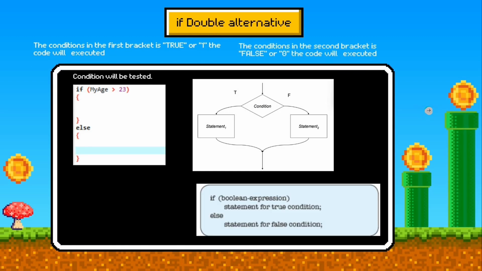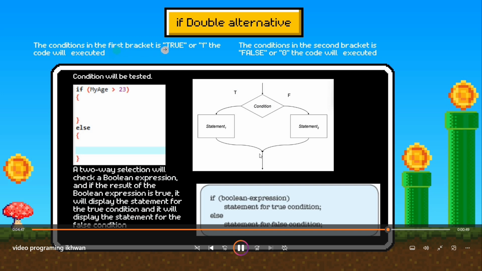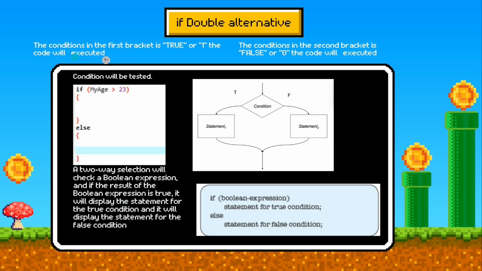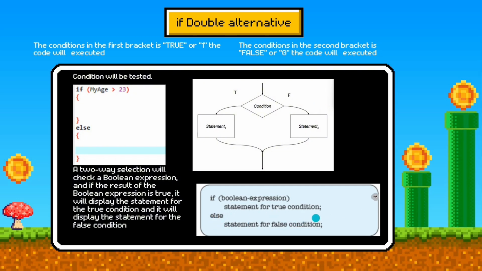Okay, next, I will explain about double alternative. If the condition in the first bracket is true or 1, the code will be executed. If the condition in the second bracket is false or 0, the code will be executed. A two-way selection will check a Boolean expression, and if the result is true, it will display a statement for the true condition, otherwise it will display the statement for the false condition. So basically, double alternative uses an if-else statement. As you can see, the if statement is for the true condition and else is for the false condition.